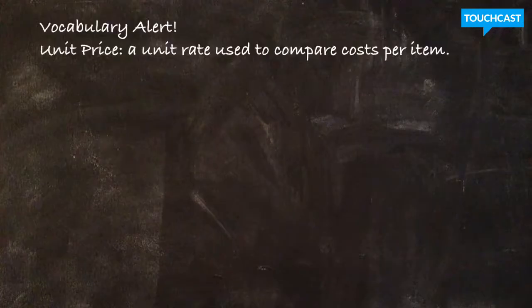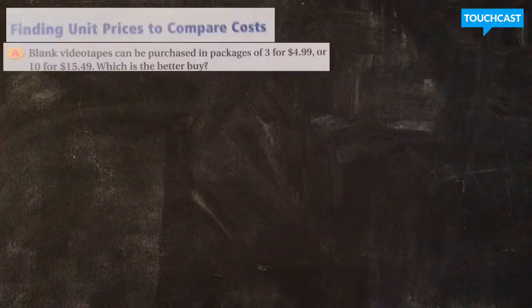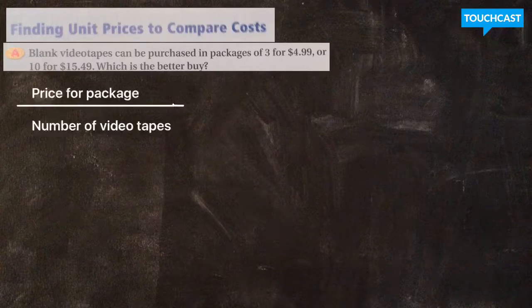So our next vocabulary alert, we have unit price, which is just a unit rate used to compare the cost per item. All right, so we're going to find unit prices to compare costs. Blank videotapes can be purchased in packages of 3 for $4.99 or 10 for $15.49, and we need to decide which of these is the better buy. So to do that, we're going to take the price for a package and then divide that by the number of videotapes. All right, so let's do that with both packages.